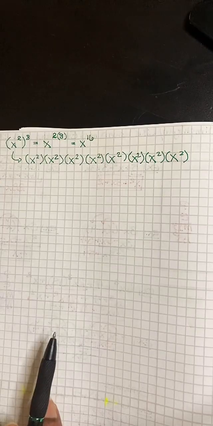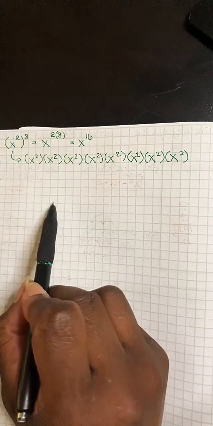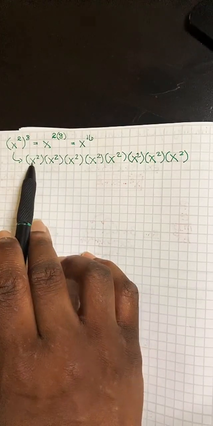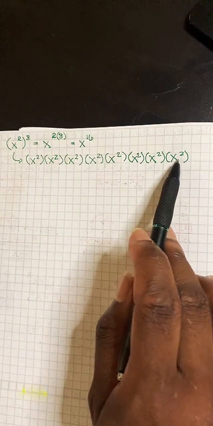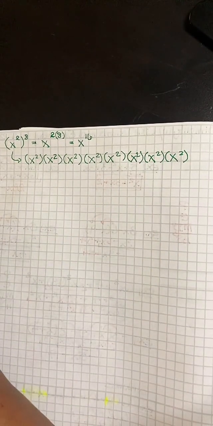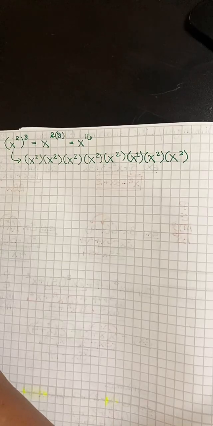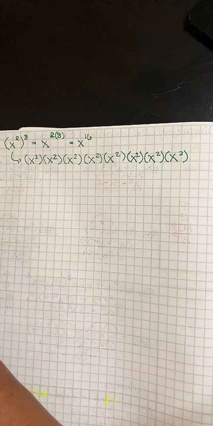I'm sorry. So if you think of it this way, since we're multiplying, what do we do with the exponents? Okay. Since we're multiplying, what do we do with the exponent?